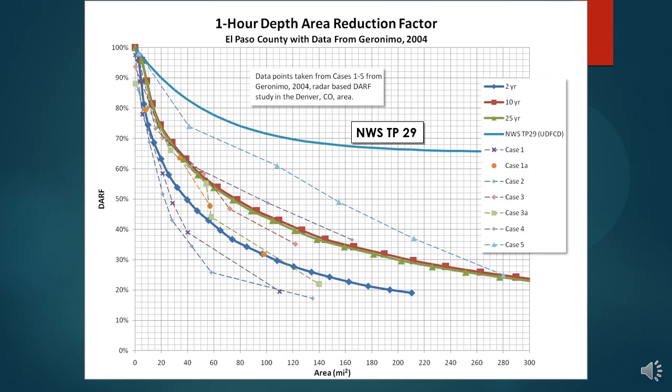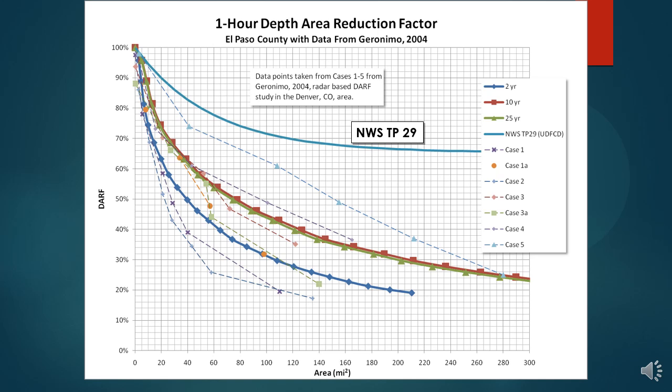Just as a double check to see if this was reasonable, we have an independent study that was basically a master's thesis done by Vince Geronimo in 2004 from the University of Colorado at Denver. And he actually manually sat down and computed the depth area reduction factors using the radar available at the time for 6 storms as the basis of his thesis. Those depth area reduction factors for the individual storms are shown in the dashed lines on the graph.